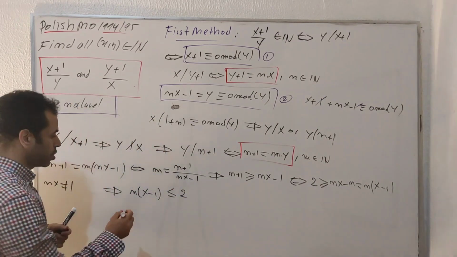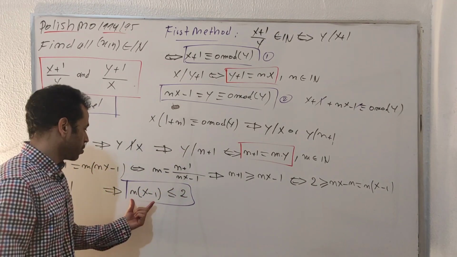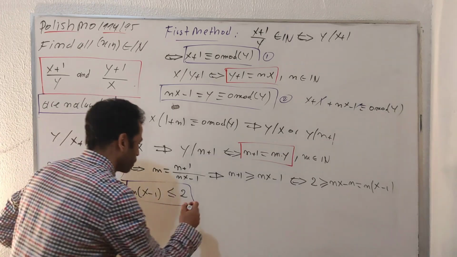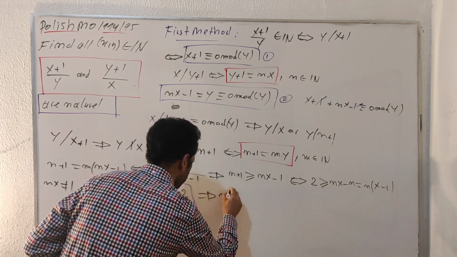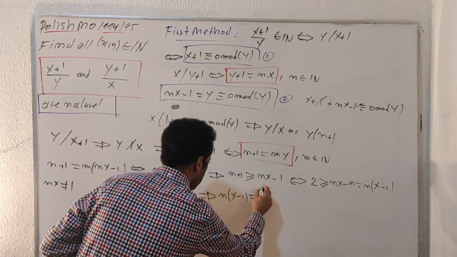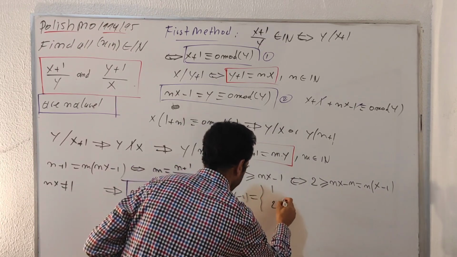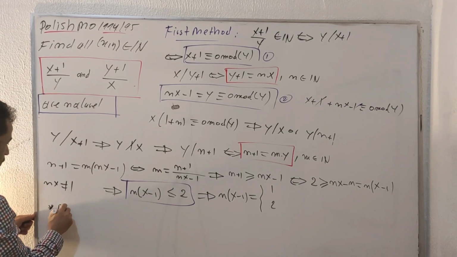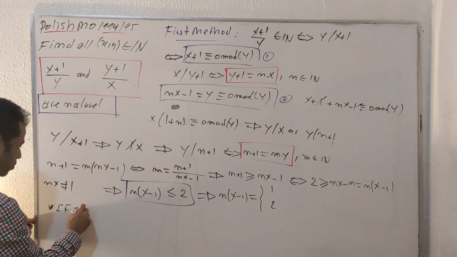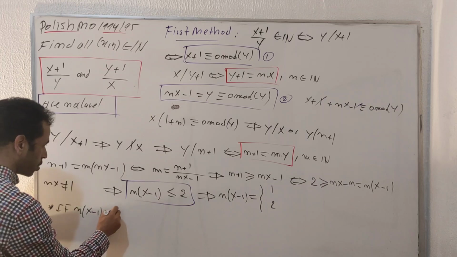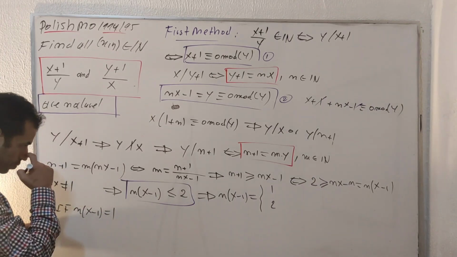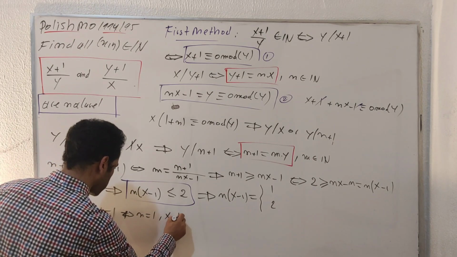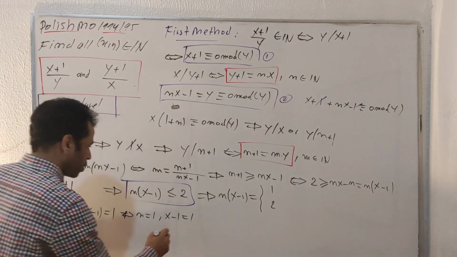So I have ended with this following inequality, which means this product must be equal to 1 or equal to 2. Okay, this one is telling us n multiplied by x minus 1 equals either 1 or 2. Let's take the first option, which is if n multiplied by x minus 1 equals 1. Okay, this is equivalent to n equals 1 and x minus 1 equals 1.